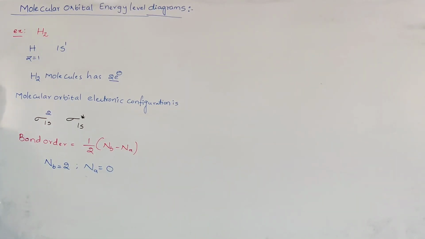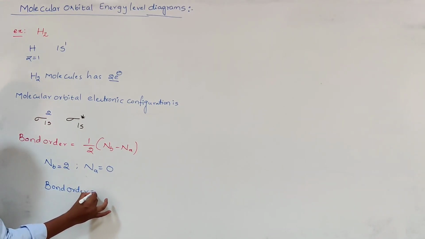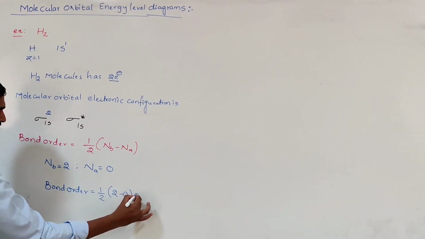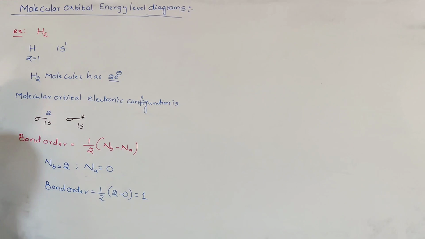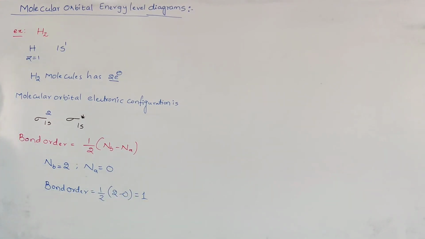So therefore, the bond order is equal to 1 by 2 into 2 minus 0, that is equal to 1. The bond order 1 clearly says that the 2 hydrogen atoms are bonded together by a single covalent bond. Like that, we can calculate the bond order.